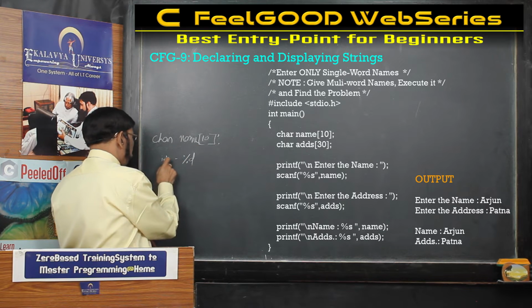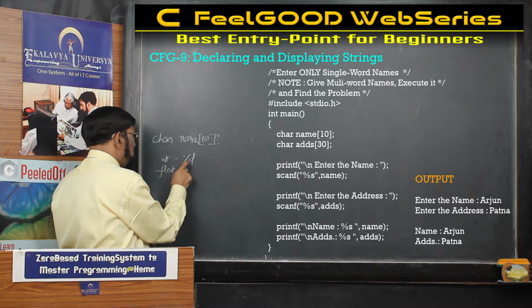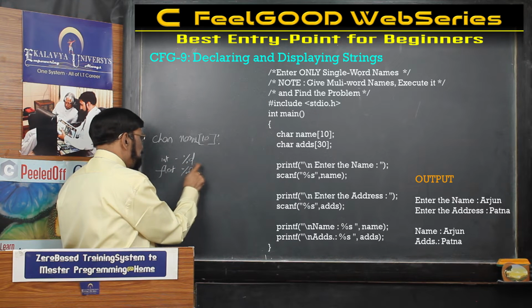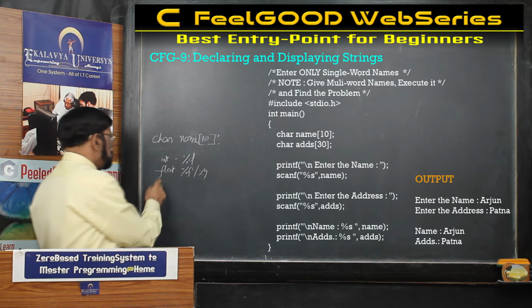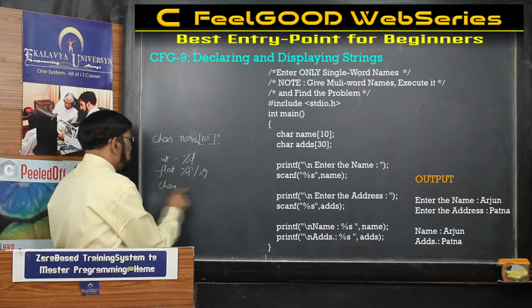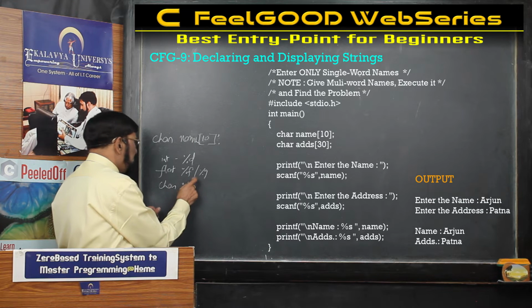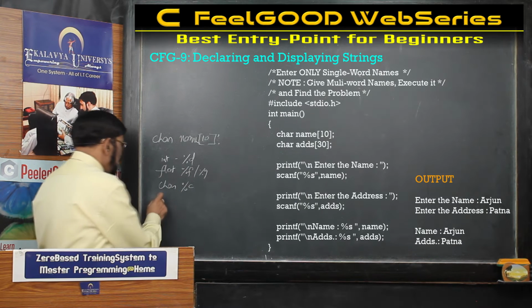What is the conversion specifier for float? %f or %g, if you don't want trailing zeros and all that. Next, what is the conversion specifier for char? %c.